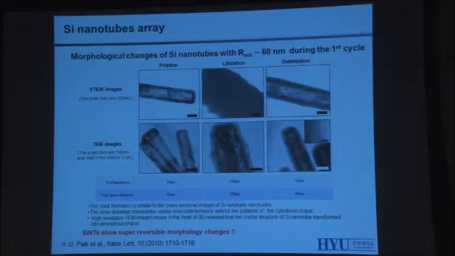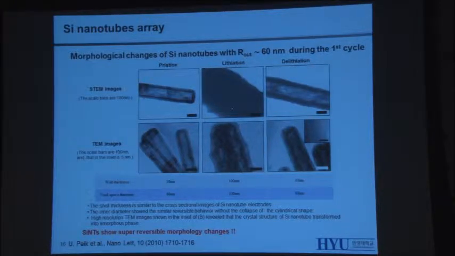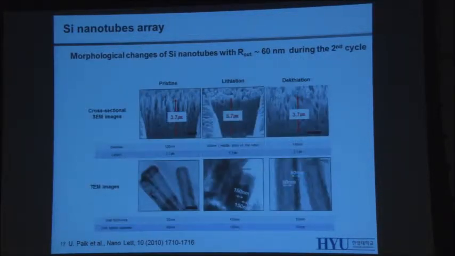The TEM picture also shows, from the pristine to the lithiated state, you can still see small spaces. We assume that this volume expansion goes to the inside and outer layer, so it can relax the volume expansion. Also, after the lithiation, it can come back to the original shape, so it shows very reversible morphological changes.